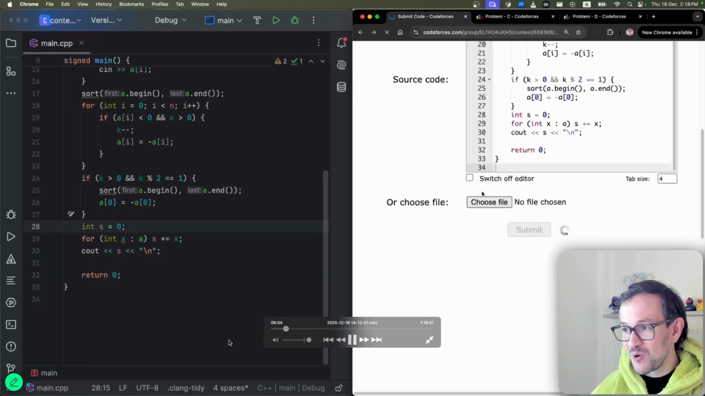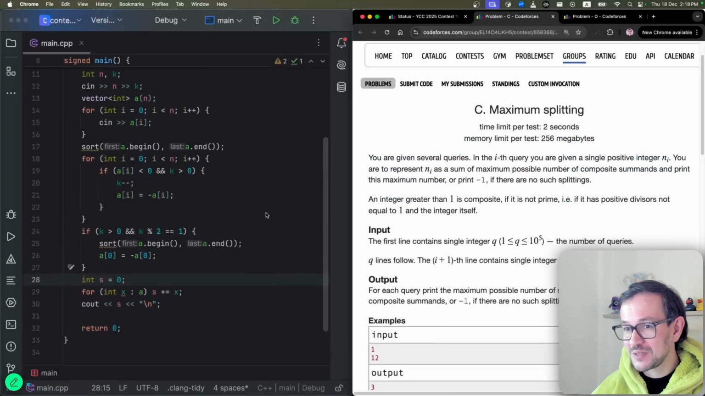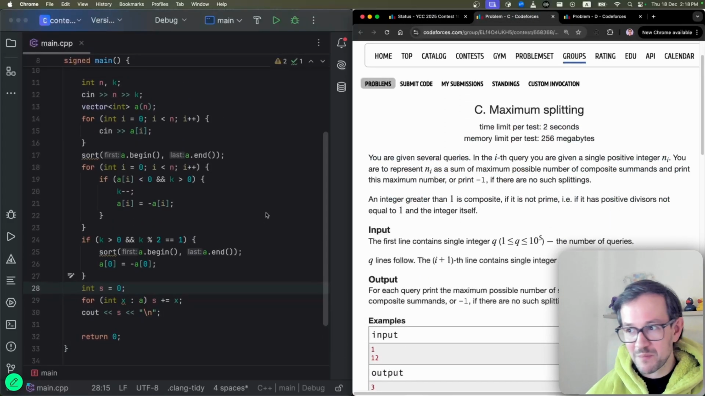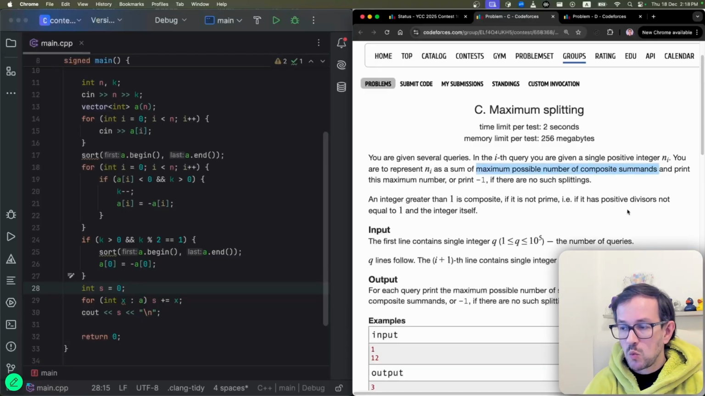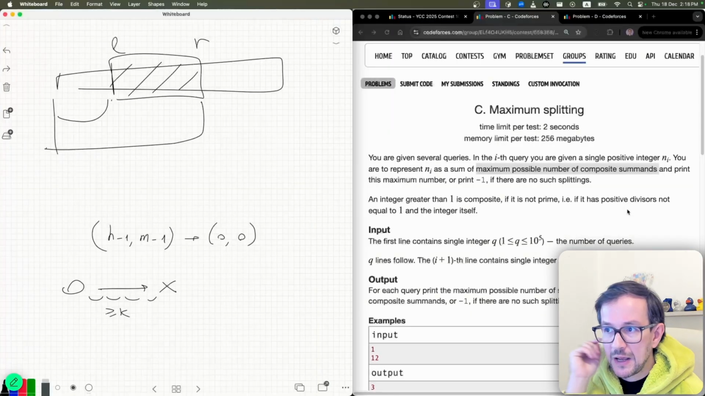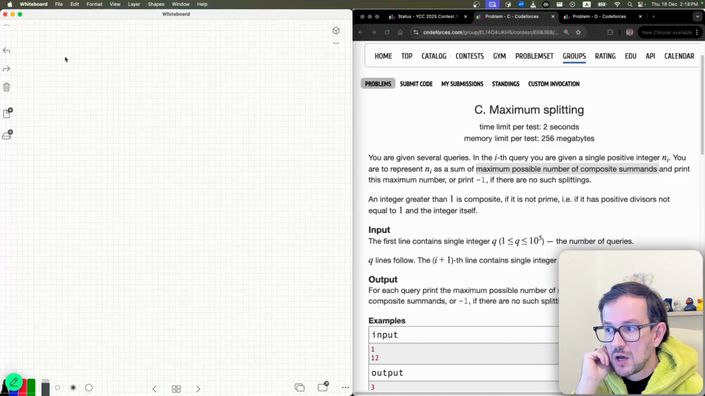Problem C is also mostly implementational, but it's okay. It's more, I would say, a mathematical problem. Problem C. We need to split number n into some composite summands.